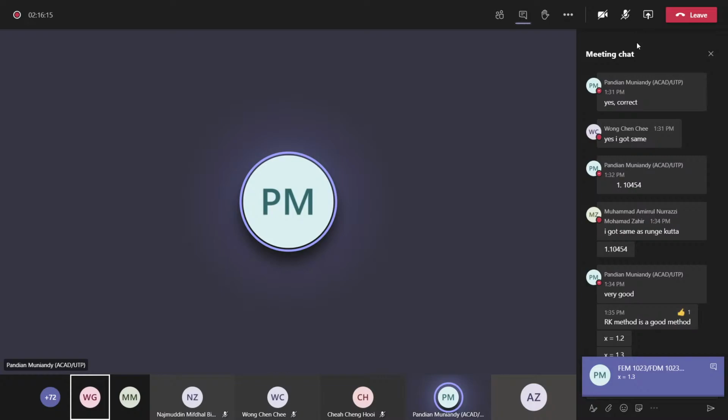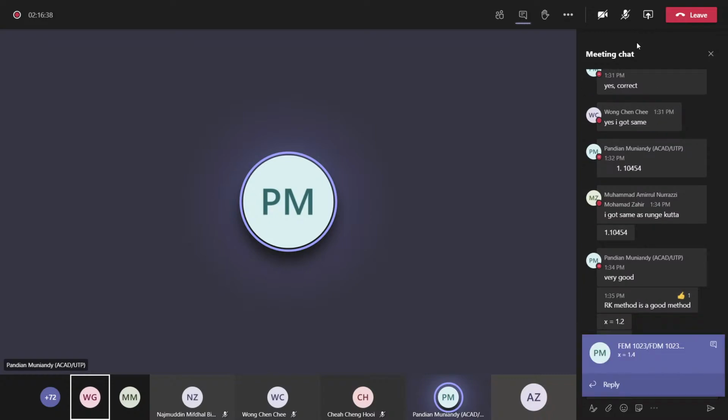Now this one, the third row, 1.2, and then 1.3, and then 1.4. You can stop at 1.4. So you complete the table. This will give you a wonderful exercise and good experience. 1.2 you already found. The answer is 1.10454. For 1.3 and 1.4, you can almost complete this table.